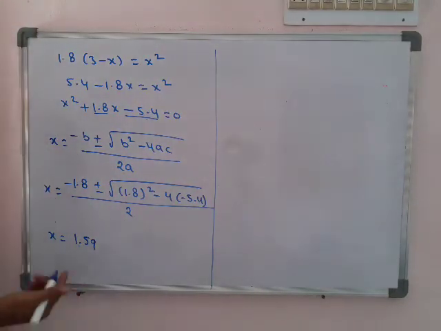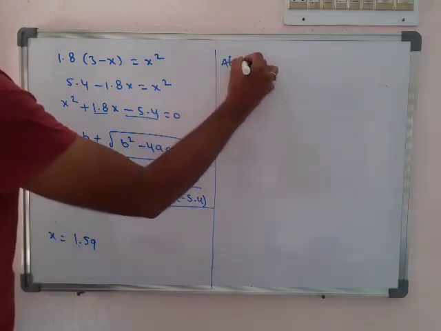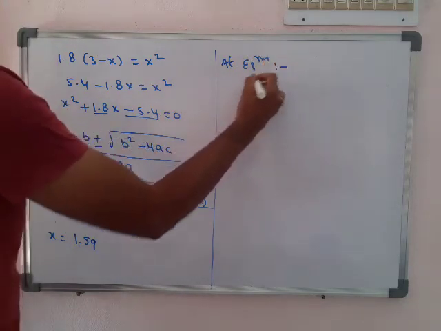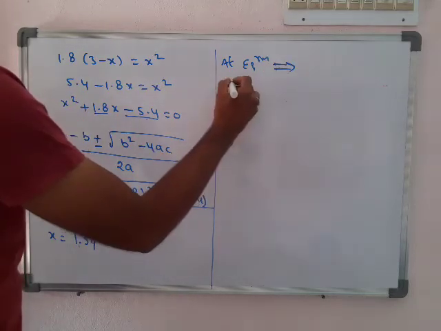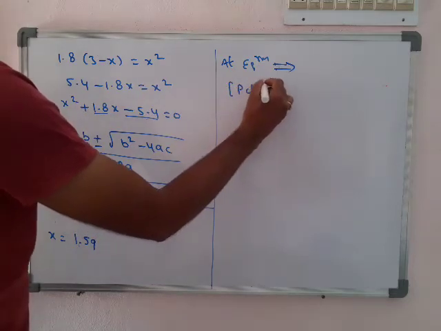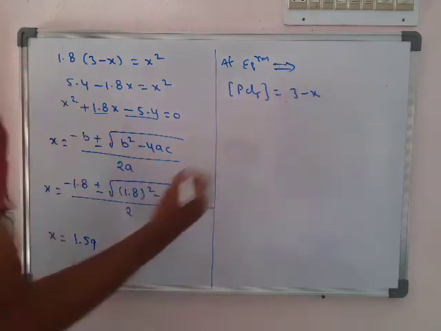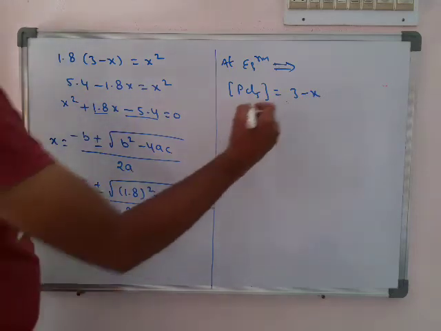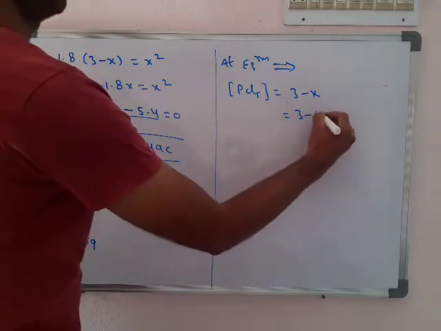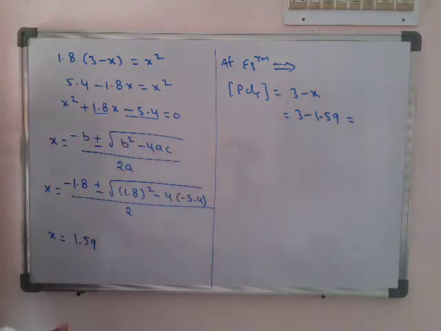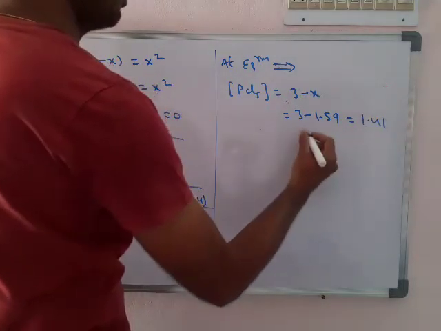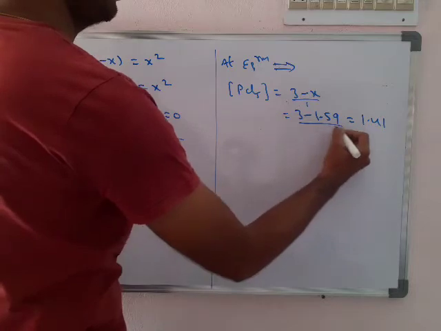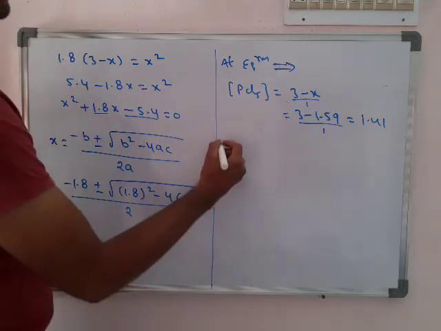So now we got x. Once we get x, we can find the equilibrium concentrations. At equilibrium, what is the concentration of PCl5? That was 3 minus x. 3 minus 1.59, approximately 1.41. So 1.41 moles per liter, because concentration is taken as moles per liter.